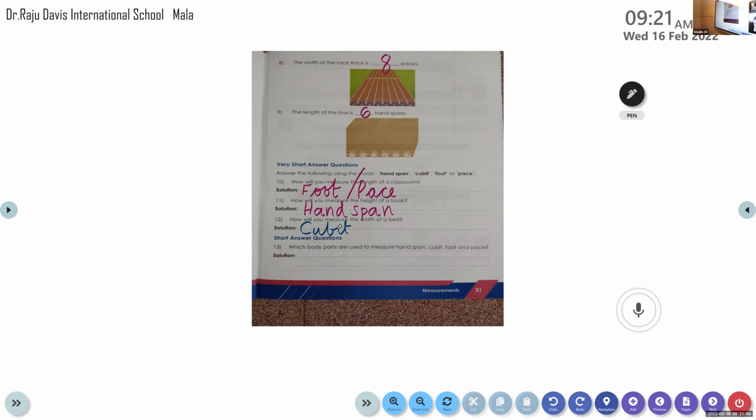Now, question number 13. Which body parts are used to measure handspan, cubit, foot, and pace? Adya Rahul, tell me the answer. What about handspan and cubit? Which body part? Handspan and cubit, we use our hands. So you can write the first one, hands. In bracket, you can write handspan and cubit.